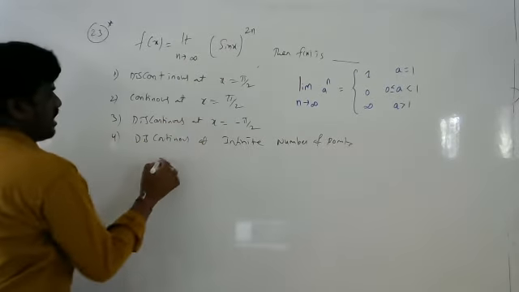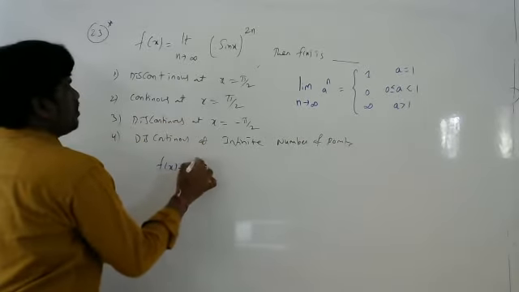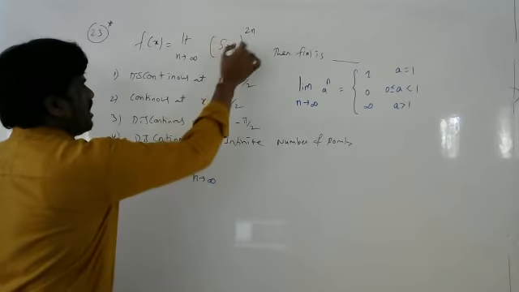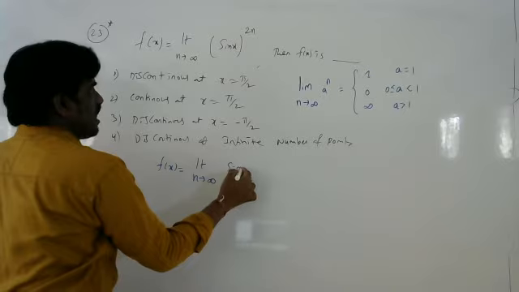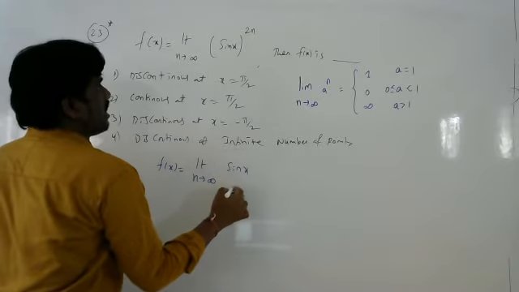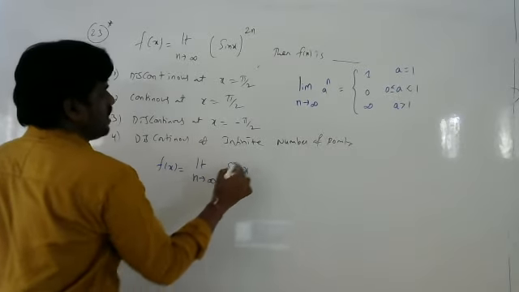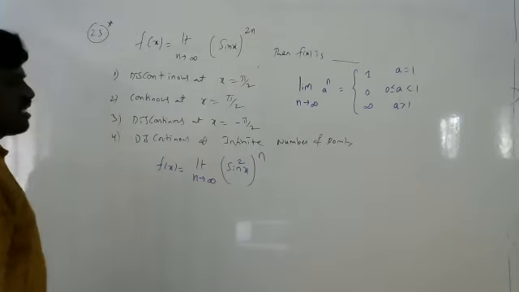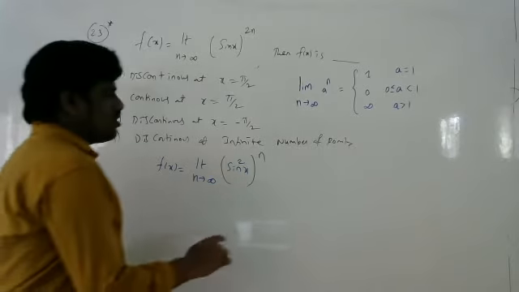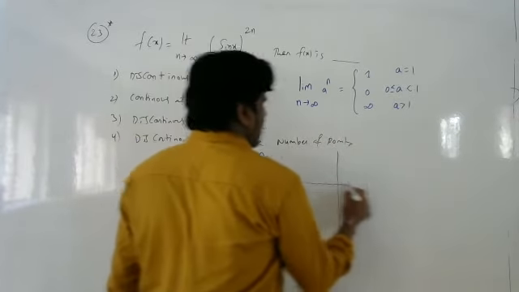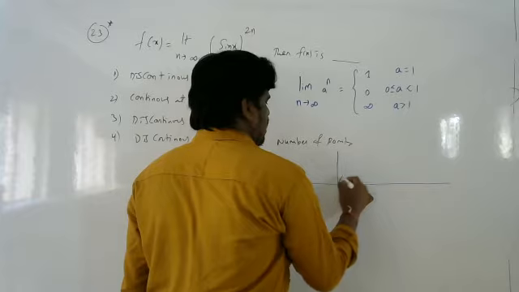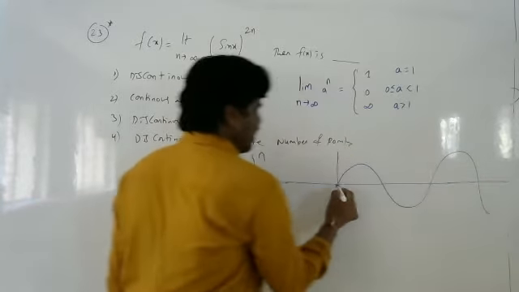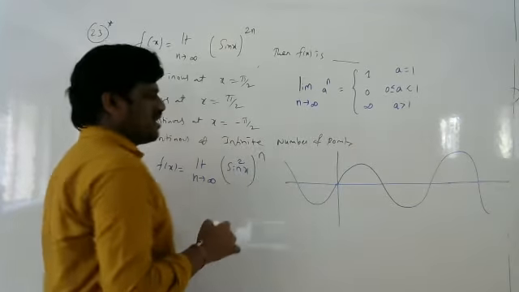See here, I can write f of x as limit n tending to infinity of sin square x to the power of n. You know the sin x graph. What is the graph of sin x? This is the graph of sin x, this is the shape of the graph of sin x.